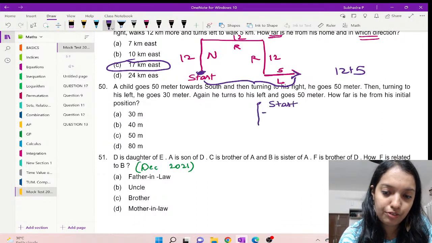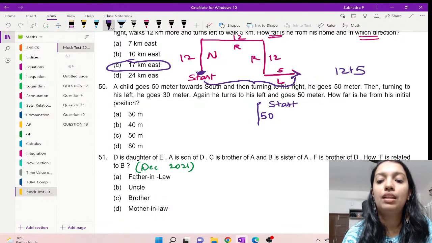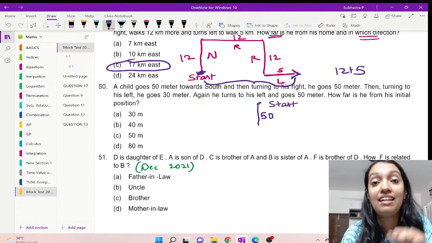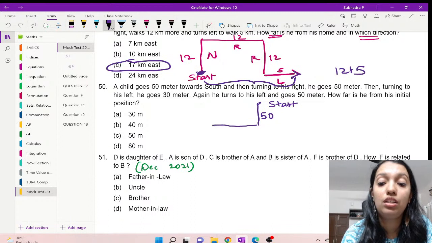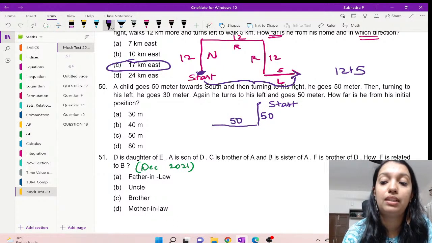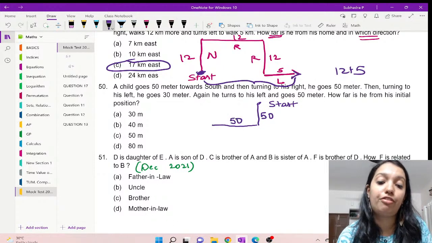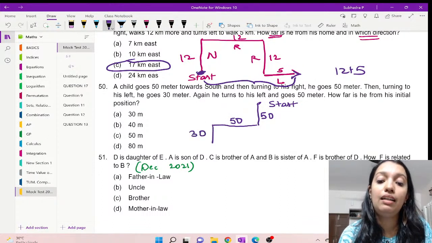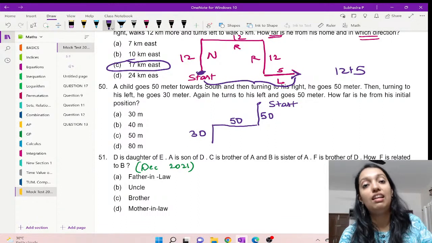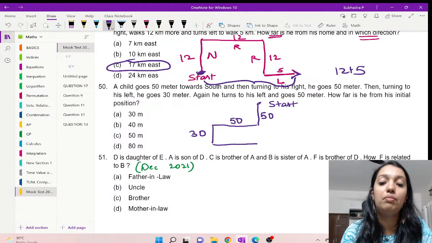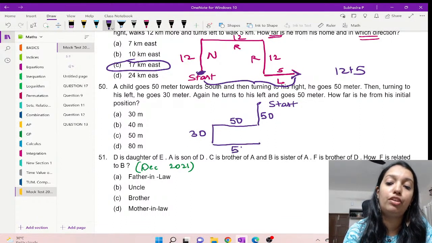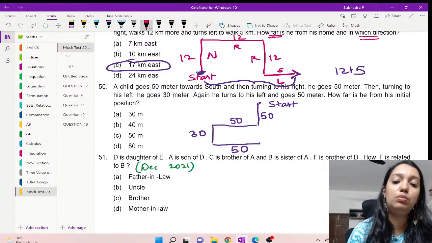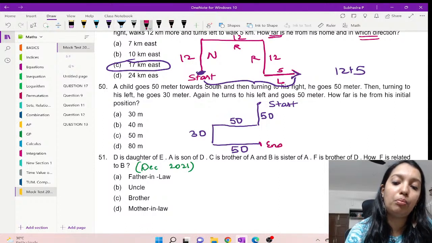A child goes 50 meters south. Turns to the right. Right in south means west. Turns to right and goes for 50 meters. Then turns to left. Left is like this, goes for 30 meters. Again turns to left. From south, left direction means west, and goes for 50 meters. So this point is the ending point.